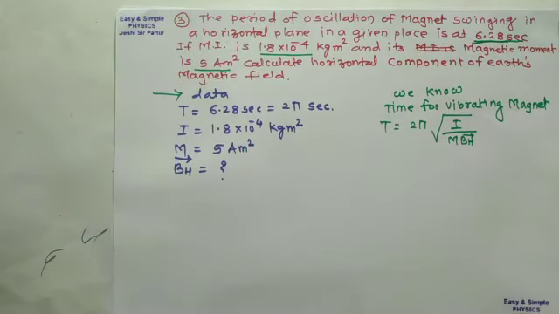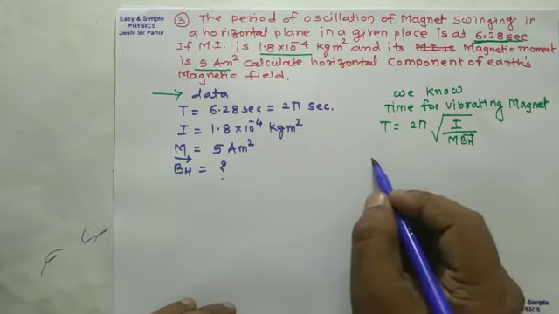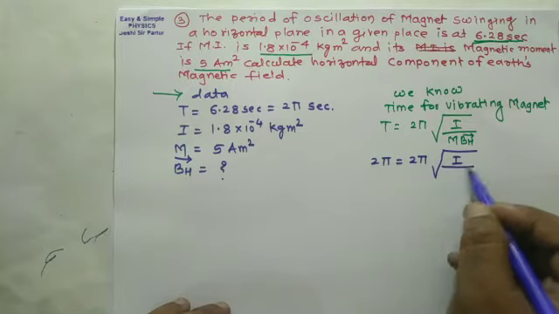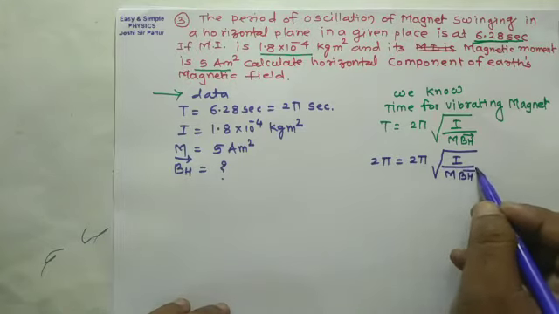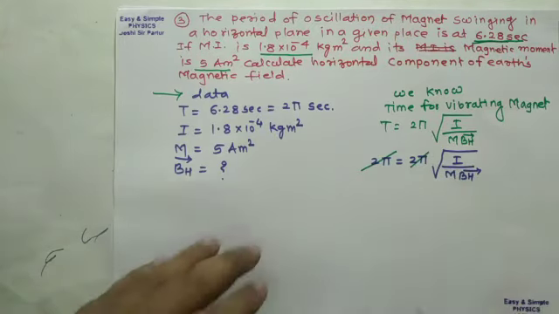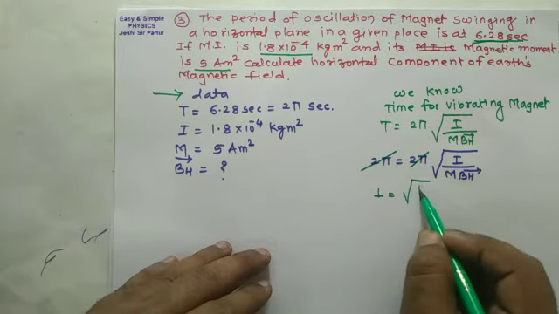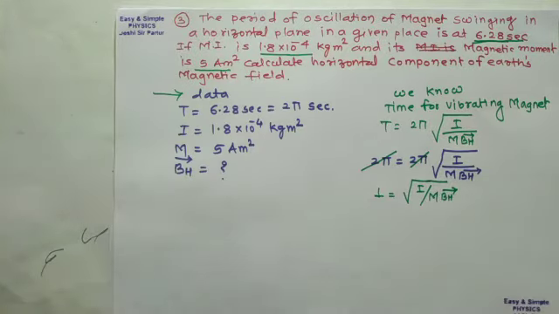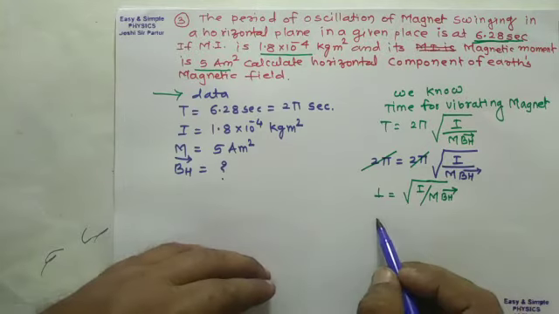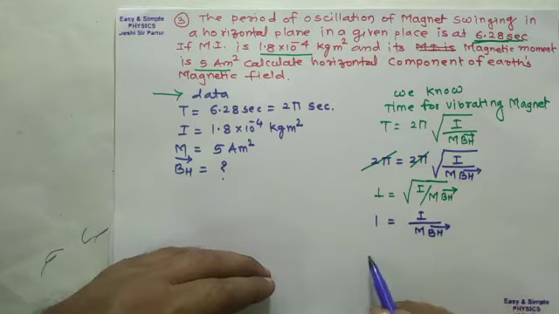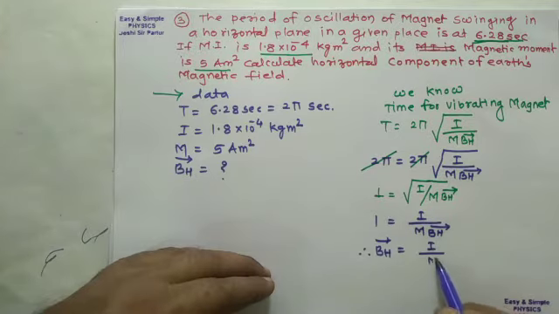If we substitute the values, the time period is 2 pi is equal to 2 pi square root of I upon m BH. What happens? 2 pi gets cancelled on both sides, means 1 is equal to square root of I upon m BH. Take square on both sides. So that is 1 is equal to I upon m BH. Therefore, BH is equal to I upon m.